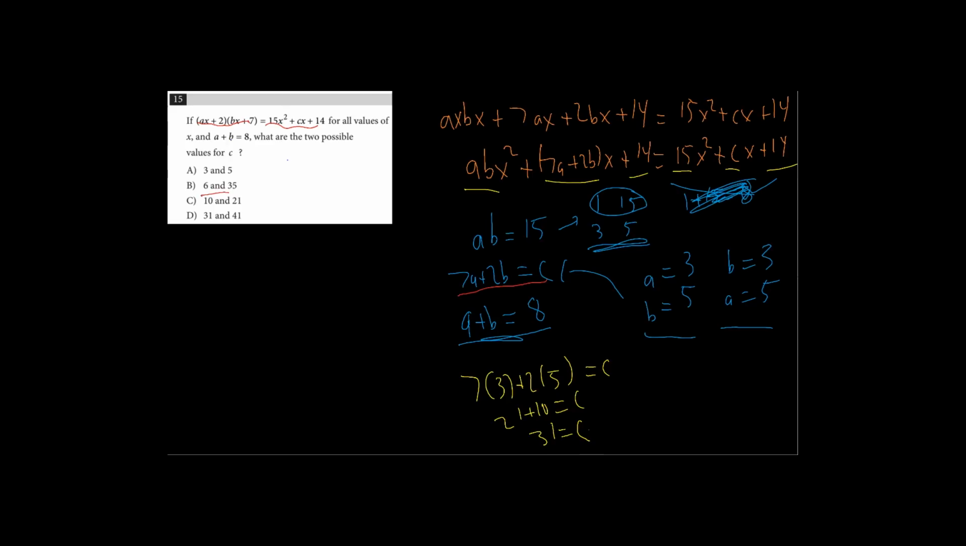but let's just plug in the other case so that you can see. So I'm going to plug in this second case now, and I get 7 times 5 plus 2 times 3 equals c, which is 35 plus 6, and that will just be c equals 41. Again, that's looking like answer choice D.